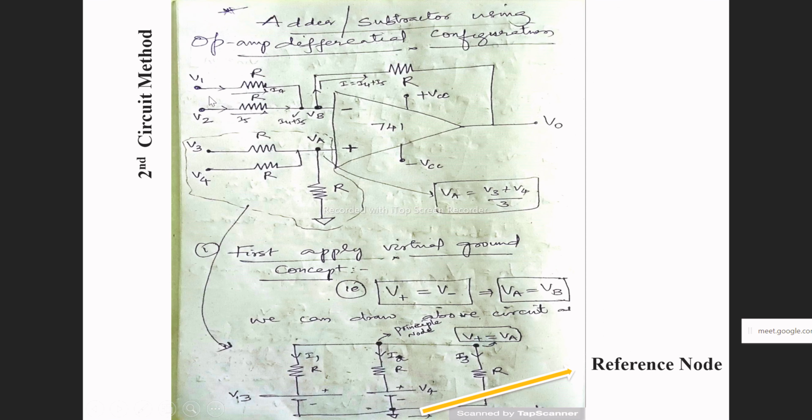Why should I take it as V1 minus VB? Because current always flows from the higher potential point to the lower potential point. If current is flowing from V1 towards VB, it means V1 is greater than the potential at VB. So you should always take this as V1 minus VB divided by R. And the current I5 is equal to V2 minus VB divided by R. So now we have found I4 equal to V1 minus VB divided by R, and I5 equal to V2 minus VB upon R.